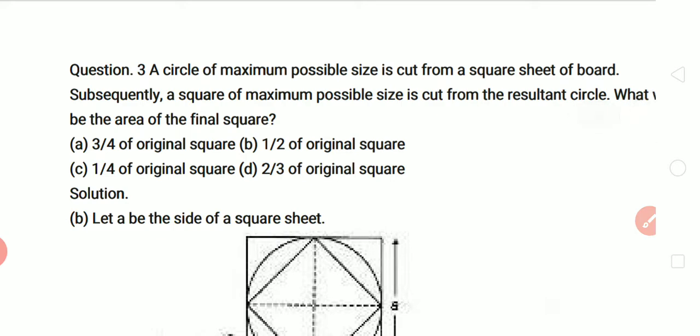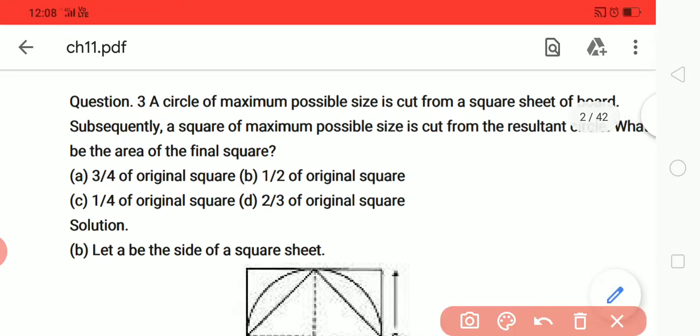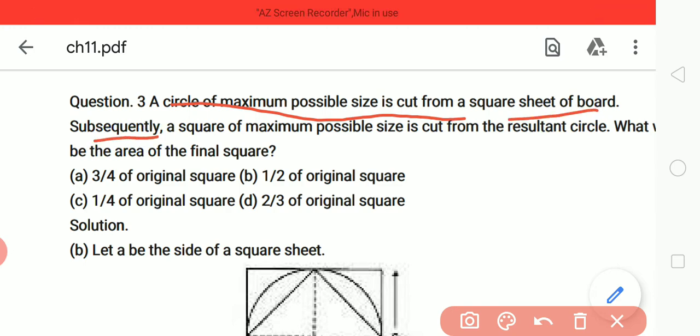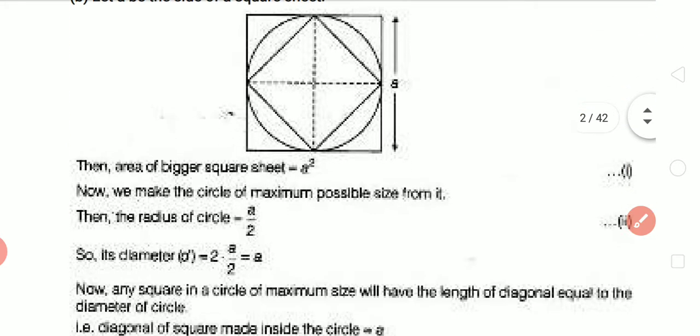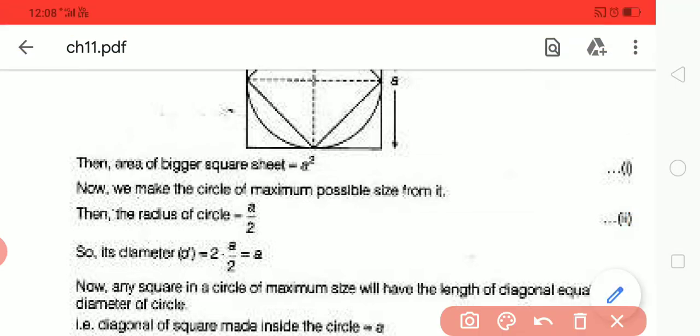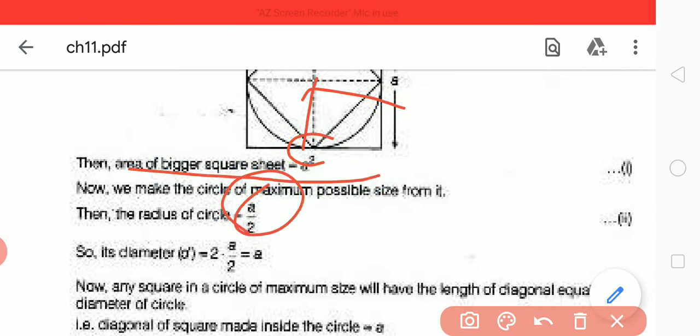A circle of maximum possible size is cut from a square sheet of board, and subsequently a square of the maximum possible size is to be cut from the resultant circle. What will be the area of the final square? Okay, you can see from here. If the side is A, then you can take half of the side as the radius, that is A by 2. And the area of the square is side multiplied by side, so this is A square.